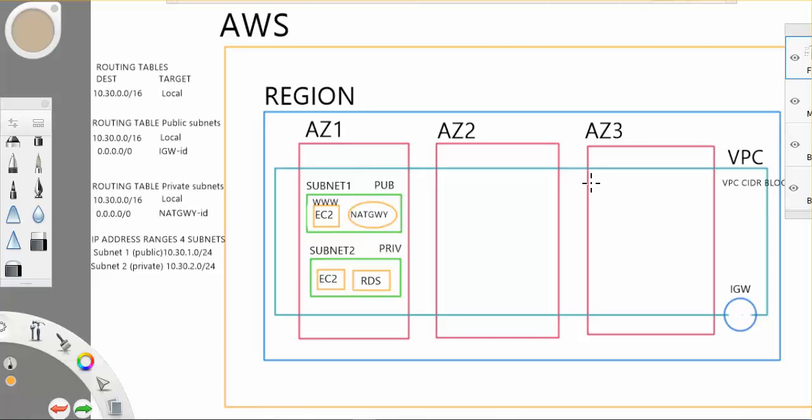Like I said, just to recap, if this is AWS, if this is a particular region, a region is made up of individual availability zones. In this case, I'm showing 3. And the next thing I'm showing is that whenever you select a VPC, you have to indicate what the CIDR block for that VPC is going to be. In this case, I simply selected 10.30.0.0/16.